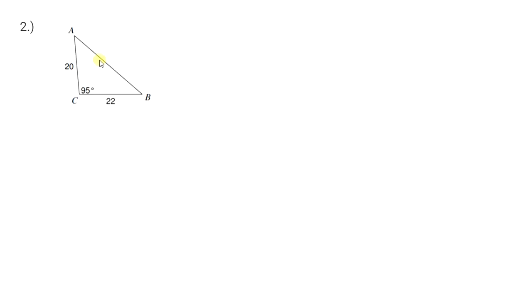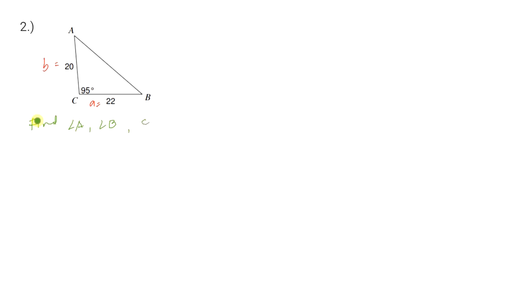Let's have example number 2. We are given a triangle ABC with side B equal to 20, our side A equal to 22, and our angle C equal to 95 degrees. And we observe that we are given two sides and an included angle. Therefore, we can use the law of cosines to solve this triangle, or to find the unknown parts of the triangle. First, let's find what are the unknown parts of this triangle. From this problem, we need to find our angle A, our angle B, and our side C.